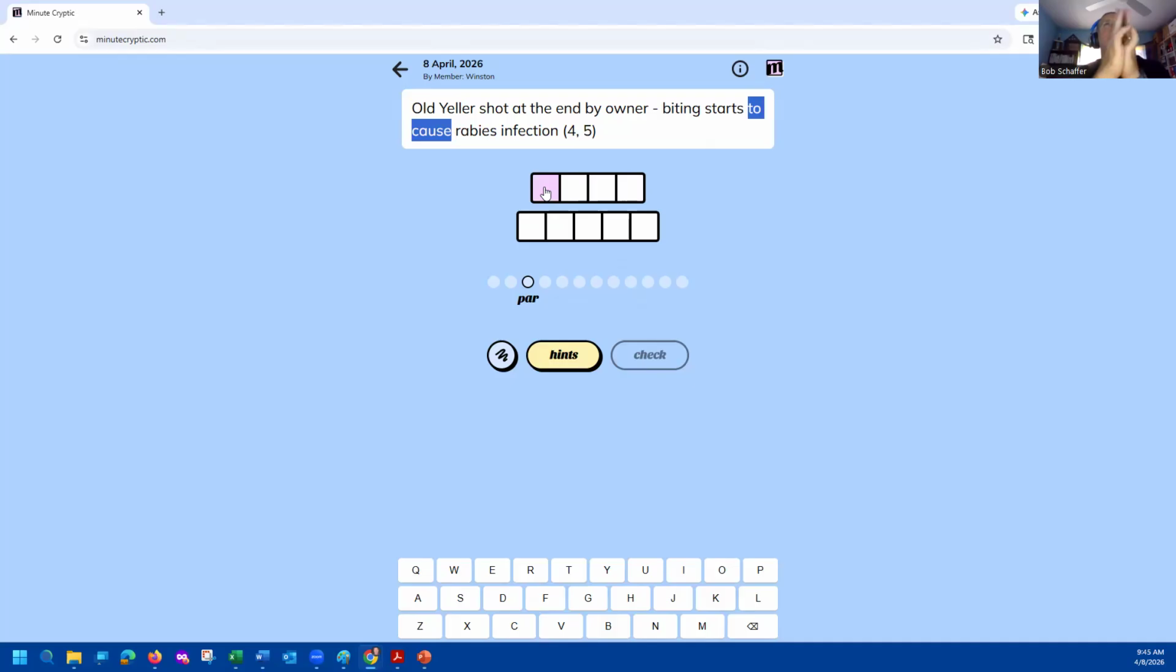Is there anything? Yeah, my thought was if O was O, old, Yeller rearranged. I'm just gonna type in the letters there. By owner biting starts. So if we rearrange the letters in Yeller, maybe that whole thing could be to cause rabies infection.